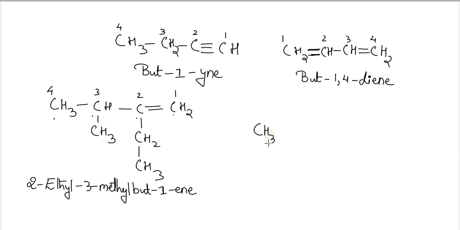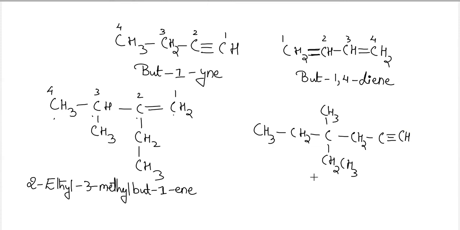Let's take one more example. CH3, CH2, C, CH3, CH2, CH3, CH2, C, triple bond CH. Okay, so here in this compound, first we have to choose the longest chain. The longest chain will be the chain which contains the multiple bonds. So 1 2 3 4 5 6, or 1 2 3 4 5 6. In both cases the 6 carbon atoms are there, and in both cases we will see that two substituent chains are there. So any one of the chains can be considered out here.